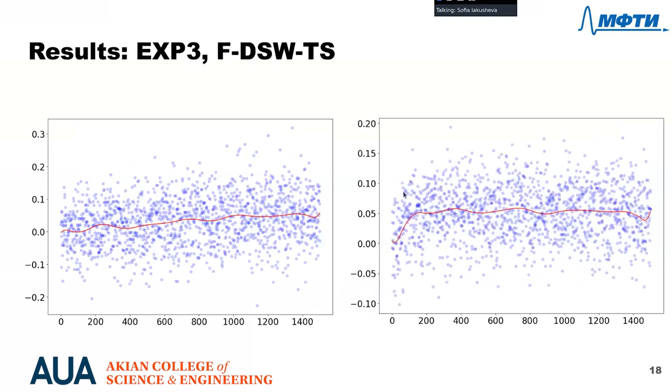And for the FD's WTS algorithm, this difference is significantly bigger than zero and much bigger than for the other algorithms. So we consider this result as an individual feature for this algorithm, because the model which is used in this algorithm is more complex than for us.